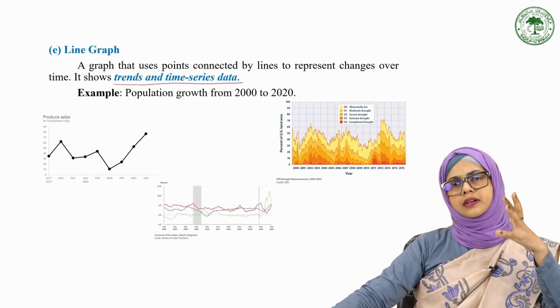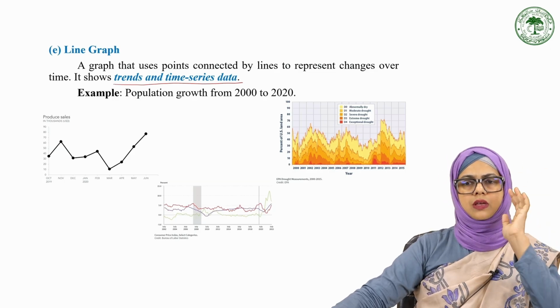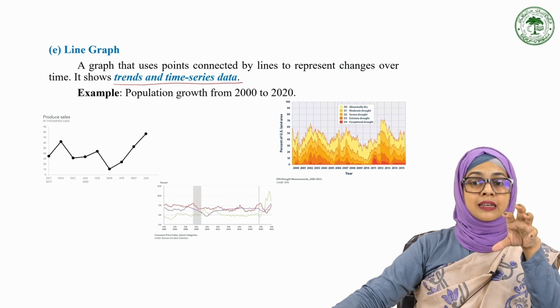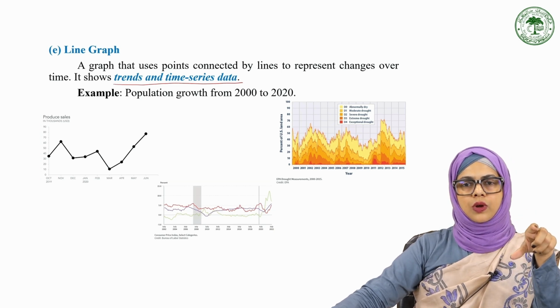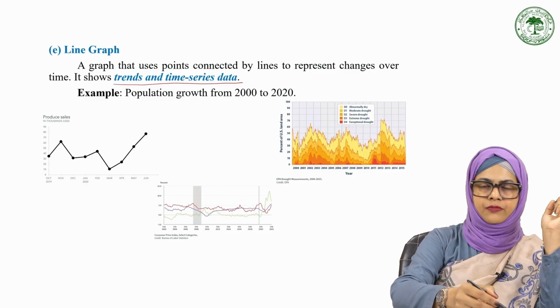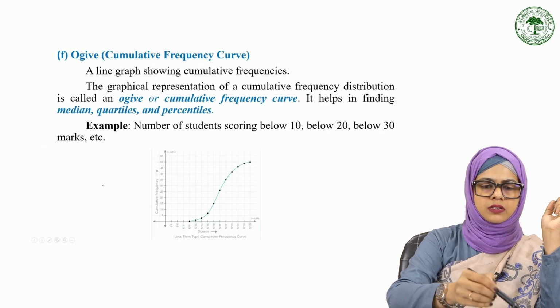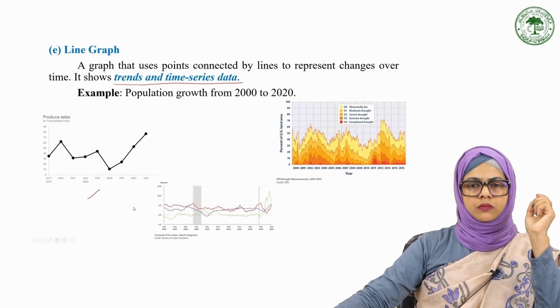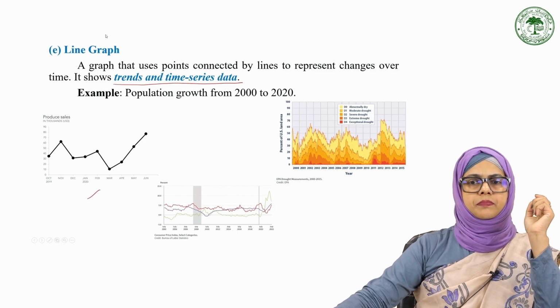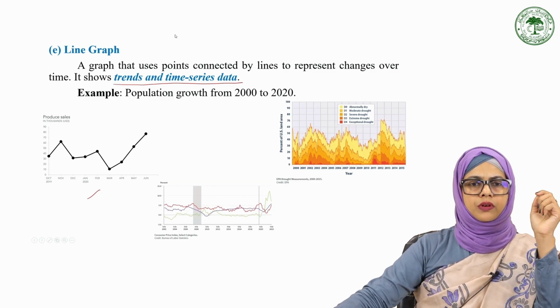And any quantity that is measured is on the y-axis. And the line graph actually gives a clear picture of anything that is declining or increasing. So a simple line graph would be in the form that you see here, right? So this is a simple line graph which is showing you the produce sales. Okay.